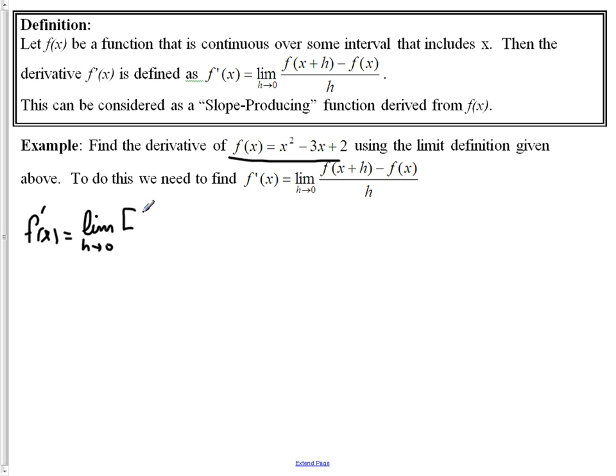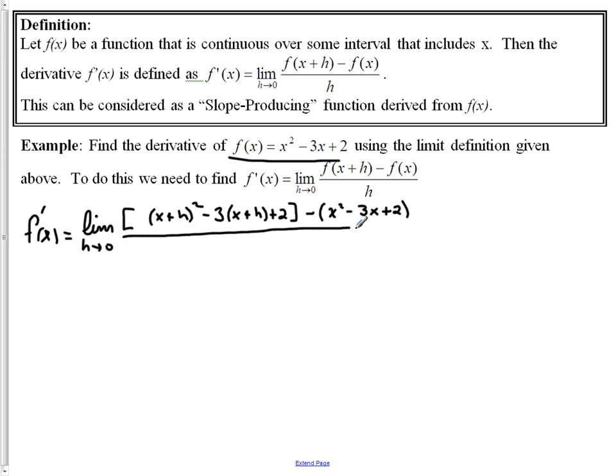So I'm going to get a big bracket right here to account for that. So I'm going to take 3 times the quantity x plus h squared. Oh, it's not 3 times. I see I'm already getting ahead of myself. It's just x plus h squared. Forgive me, minus 3 times the quantity x plus h plus 2, minus, and in this case we're going to just subtract away the original function x squared minus 3x plus 2. And all of that is going to be divided by h.